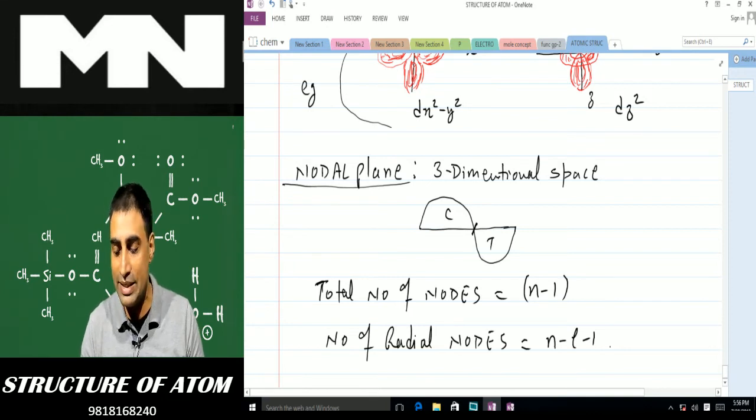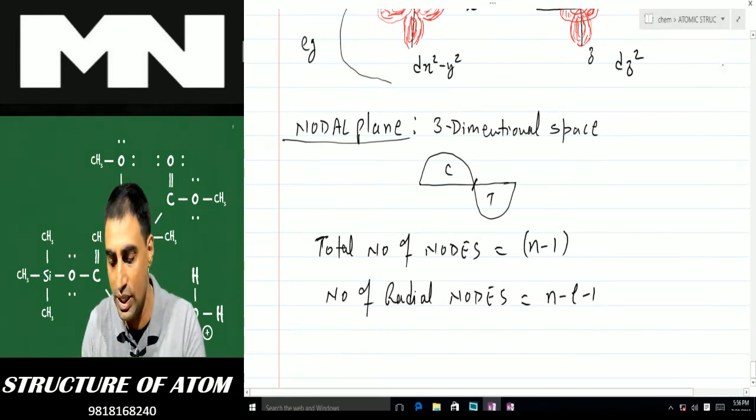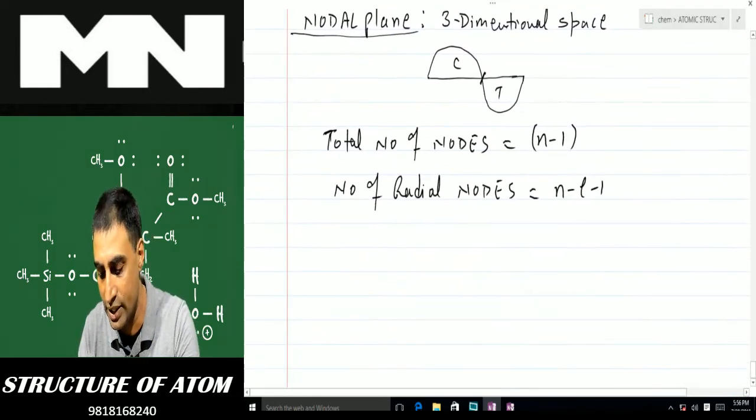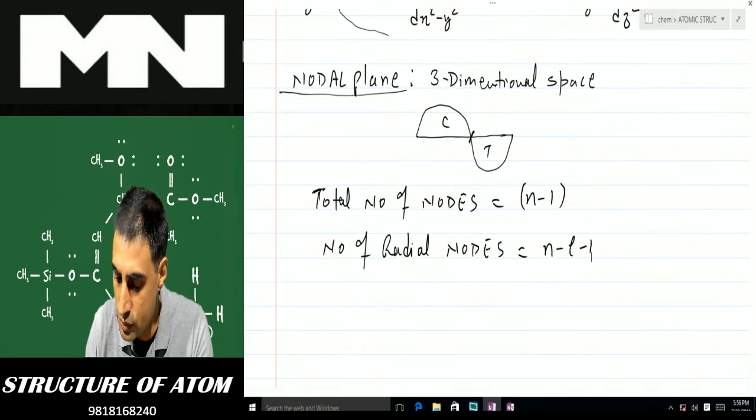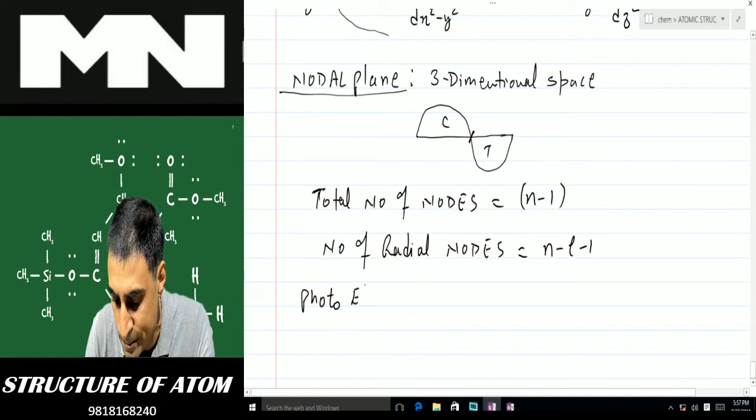Well students, till here we have done the wave mechanical model, but while doing this chapter, we skipped a topic, that is the photoelectric effect. So the photoelectric effect is what we are going to do now. I'll tell you what the photoelectric effect is. Some of the formulas which you have already done will help you in understanding the photoelectric effect.